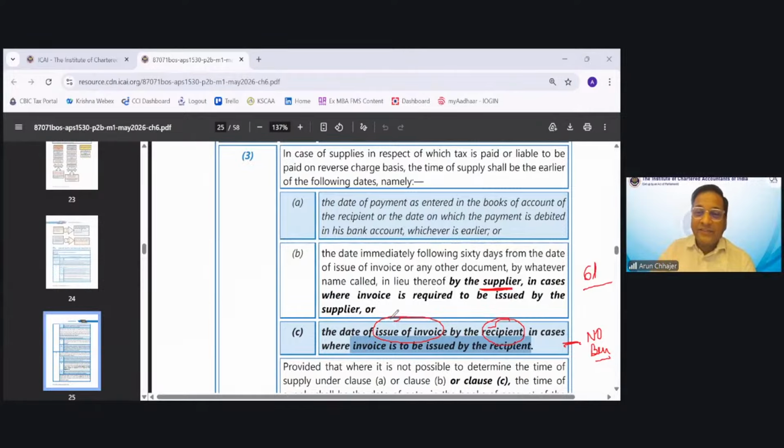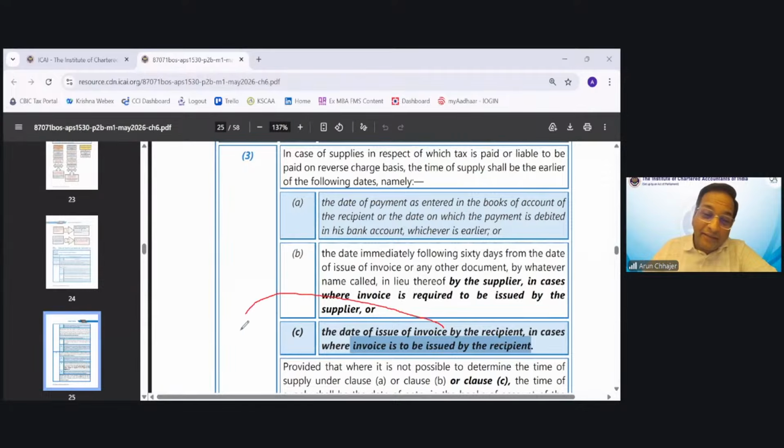So there may be some time taken by the supplier to deliver that service, to complete that service. So the 61 days benefit is being given because it is from the supplier invoice and the liability is to be paid by the recipient. Who has to pay the liability? The recipient has to pay. Correct. But here, the recipient who is required to discharge the liability has made the invoice, therefore no benefit has been given. Now, one important provision I will discuss later.